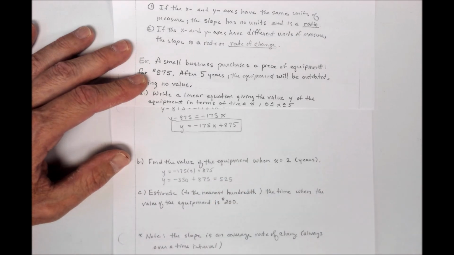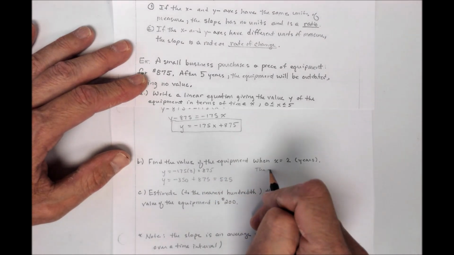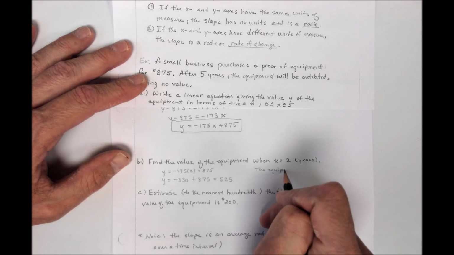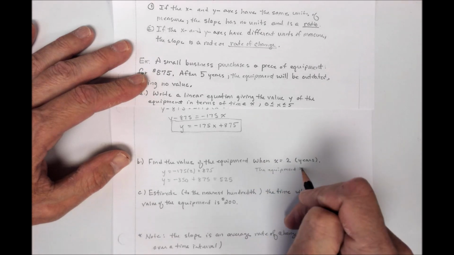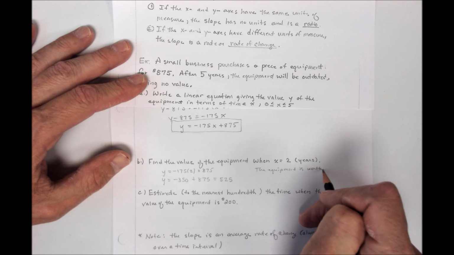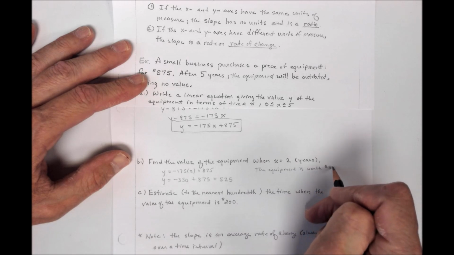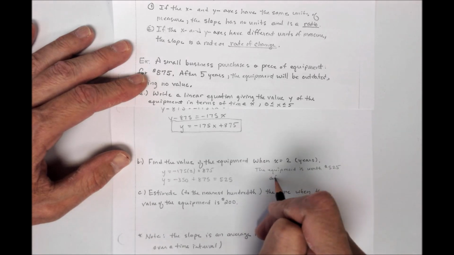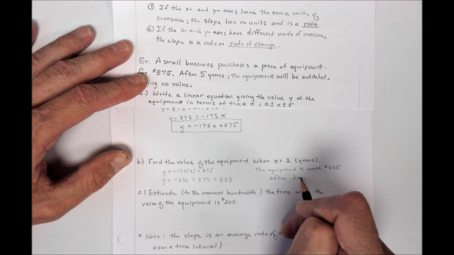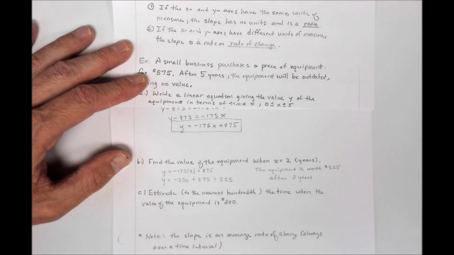So what does this mean? Find the value of the equipment. The equipment is worth $525 after 2 years. With story problems, we want to write our answer out with a short sentence whenever possible.